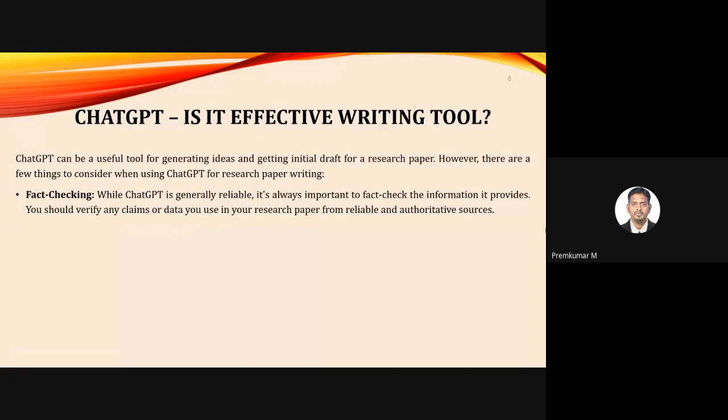Because if I ask one question, it will try to relate to many keywords, take inputs from many keywords, and give it to the user. Sometimes it may be correct, but many times it may not be correct. So as a researcher, as an expert, you should do fact checking. That's the first thing you have to do after generating the content from ChatGPT.